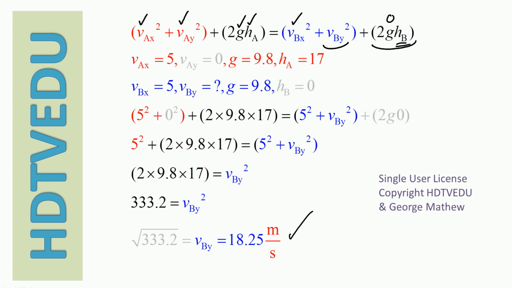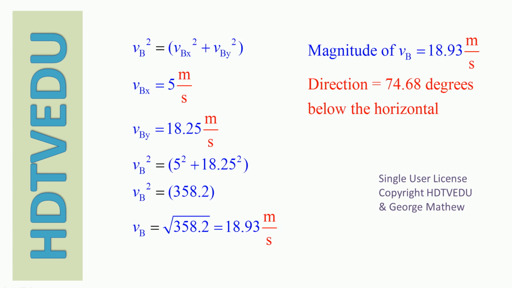Y component of the velocity vector at point B. Magnitude is 18.25. Unit is meters per second. The direction is along negative y. It is pointing down. So here is our positive x and here is our positive y. So we have the x and the y velocity components at this point. What is the x component? 5. What is the y component? 18.25.